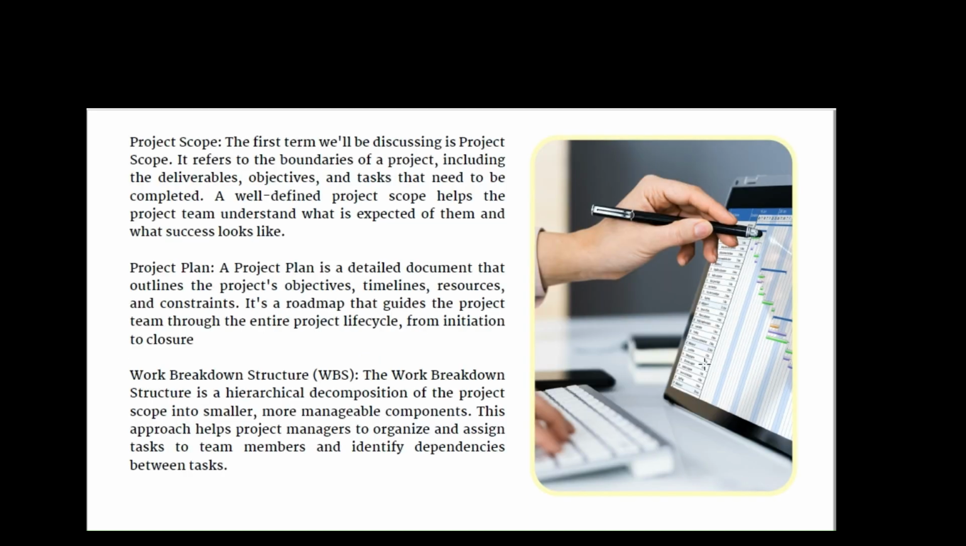Number one, project scope. The first term we'll be discussing is project scope. It refers to the boundaries of a project, including the deliverables, objectives, and tasks that need to be completed. A well-defined project scope helps the project team understand what is expected of them and what success looks like.